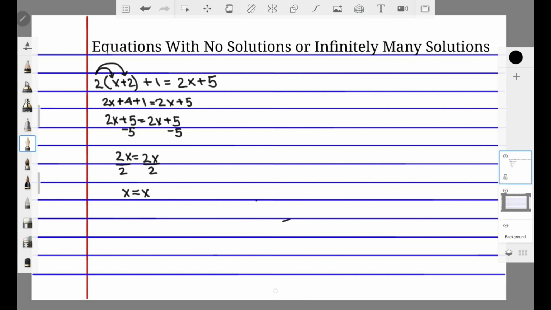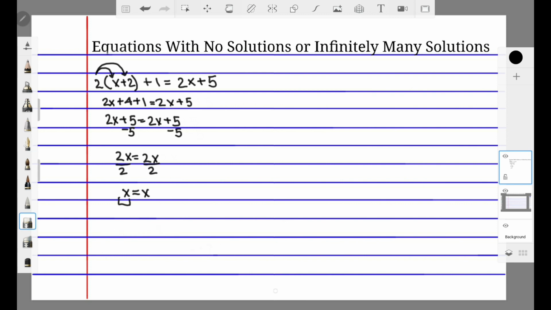Now, if you look at this expression, you'll notice that any possible number, any real number, any fraction, decimal, positive, negative value, it's always going to be equal to itself. Let's say x is equal to 8. 8 is equal to 8, that's true. Let's say x is equal to negative 2.5. Negative 2.5 is equal to negative 2.5.